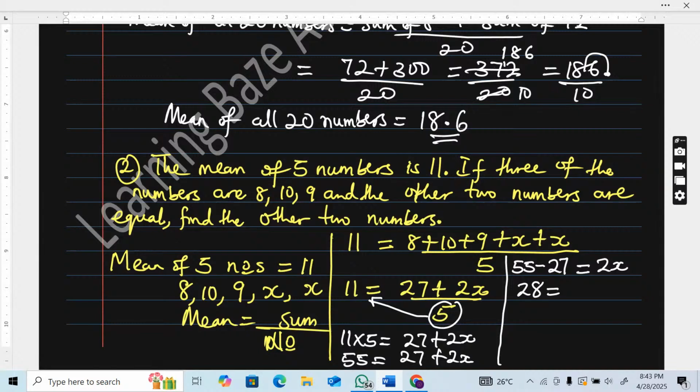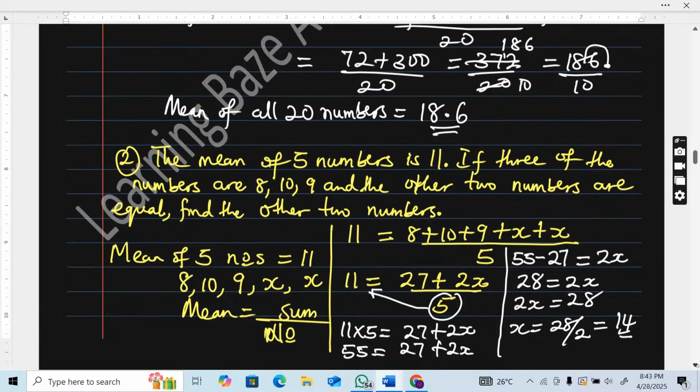So that will be 28 is equal to 2x, which is the same thing as 2x is equal to 28. It means 2 times something gives us 28. So we need to divide both sides by 2. X is equal to 28 divided by 2. The answer is 14. So the value of the other two numbers is 14 and 14.